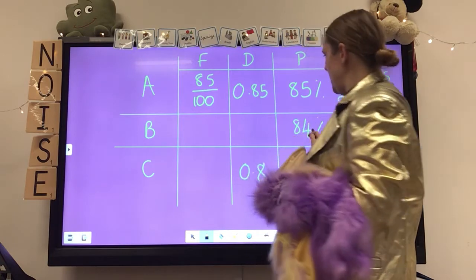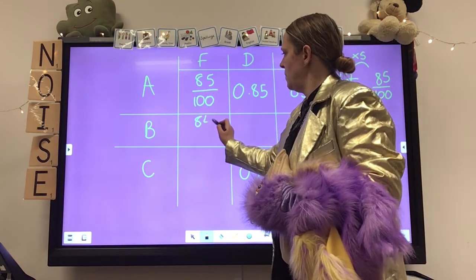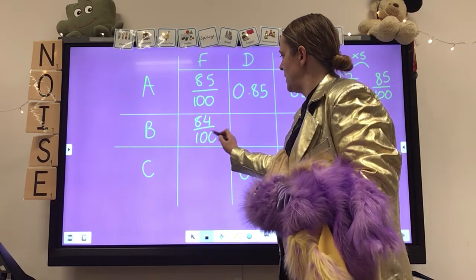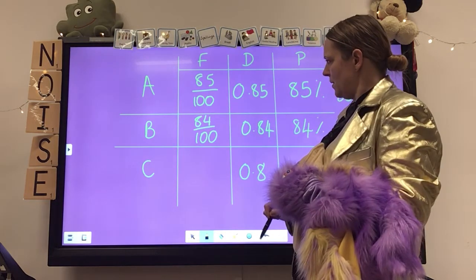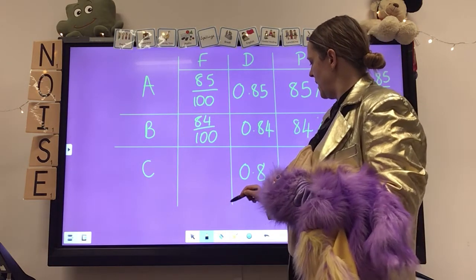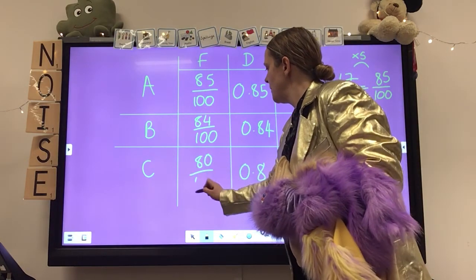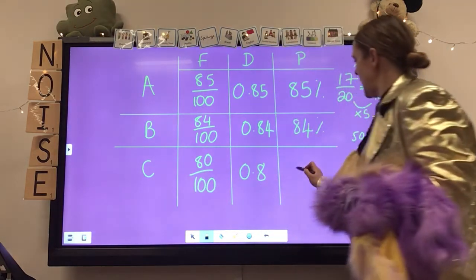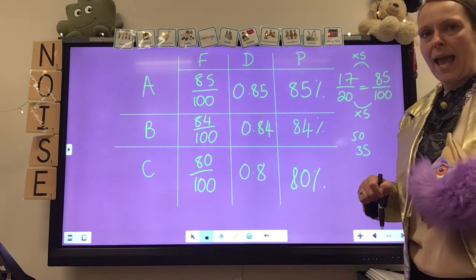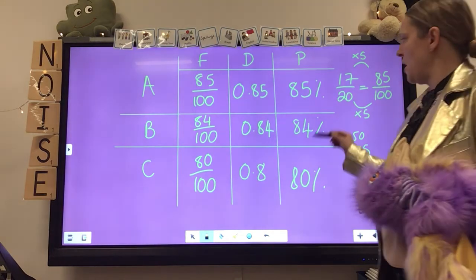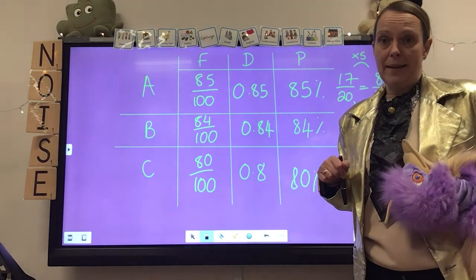For B, I know that it's 84 over 100. I'm not going to bother showing this in its simplest form because I want to make those comparisons. And 0.84. And then the last one, 0.8, is 8/10 or 80 over 100. And 80%. So as we can see, person A got the highest score, followed by person B, with person C being the worst at spelling.